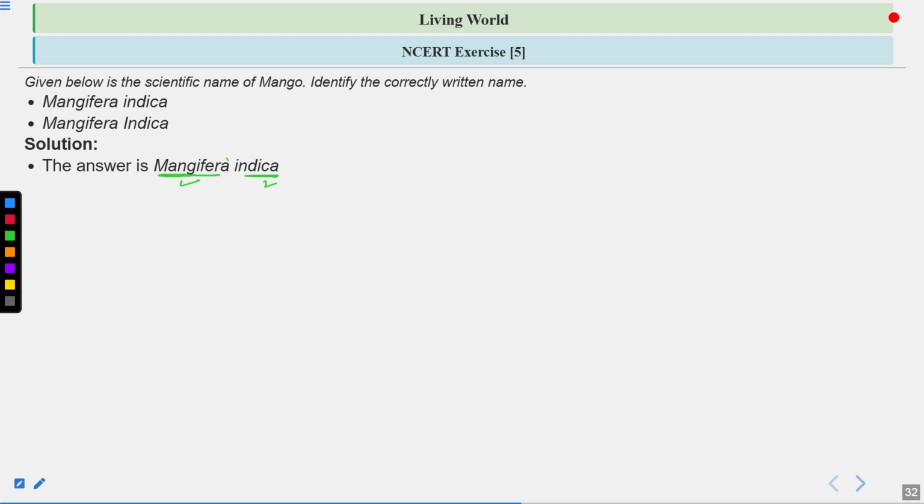This represents the species. And the genus name starts with a capital letter and the species name starts with a small letter. That's why this is the correct name here. And it is italicized also. So whenever a scientific name is printed, it should be italicized.